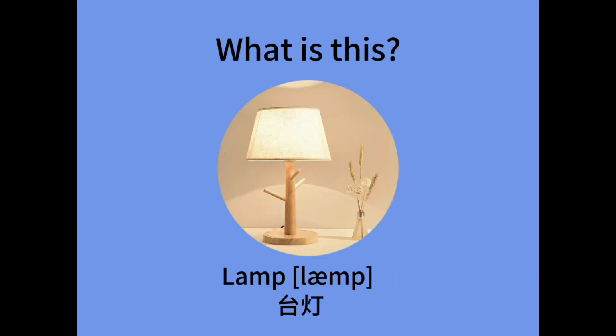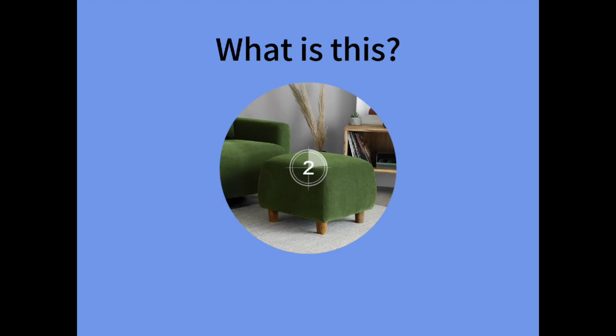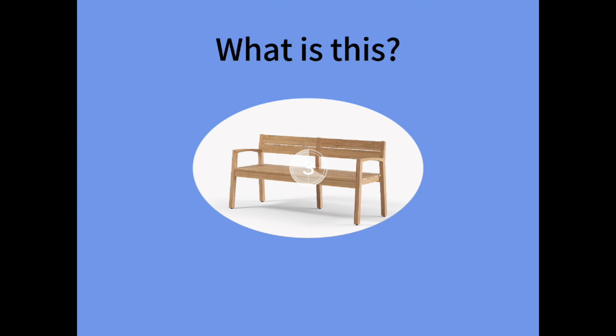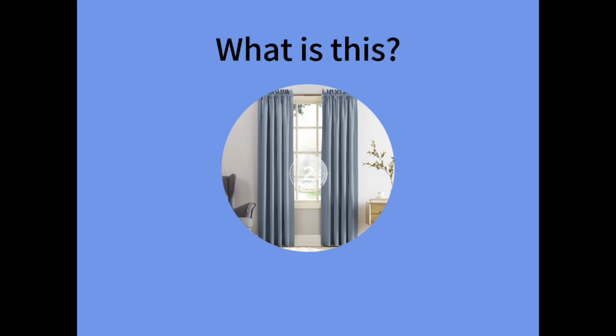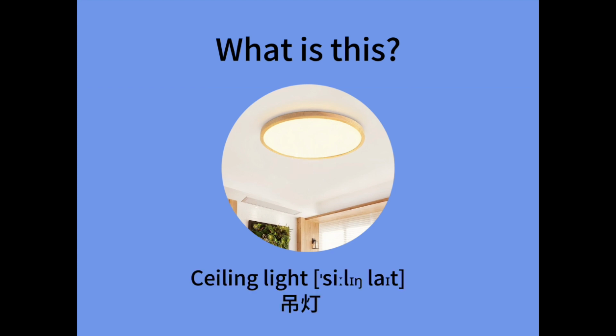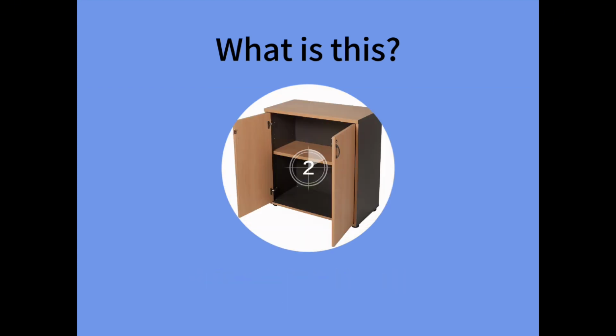What is this? Lamp. What is this? Ottoman. What is this? Bench. What is this? Curtain. What is this? Ceiling light.